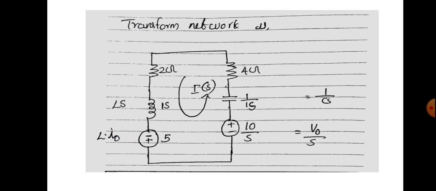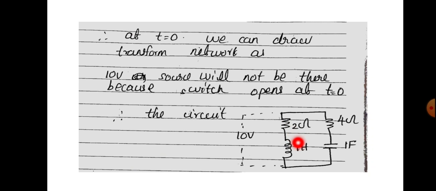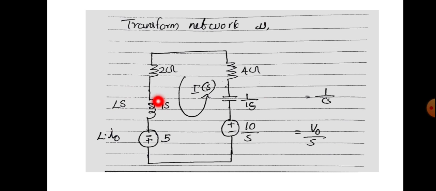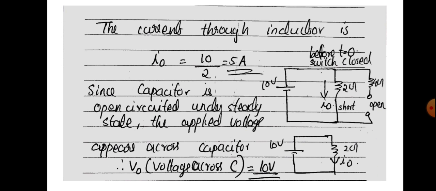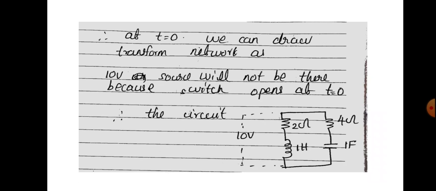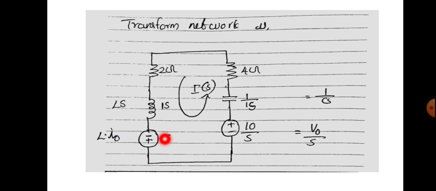The L value is 1 Henry, so 1 into S will be the value of this inductor, and this voltage source value will be L into I0. The L value is 1 and the I0 value is 5, that you have found, that is I0 equal to 5 ampere. So, L into I0 will be 5. You should note down the sign, because you have derived the circuit symbol in the analysis portion, and it is shown that first the negative sign comes, then the positive sign. So, Ls in series with this voltage source will give 1s into 5.